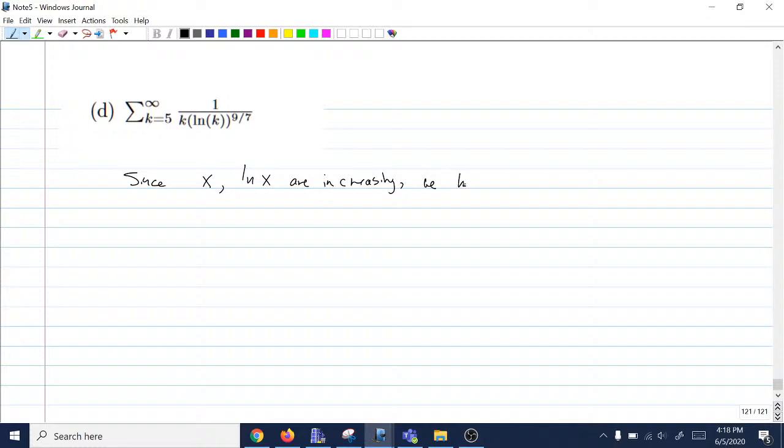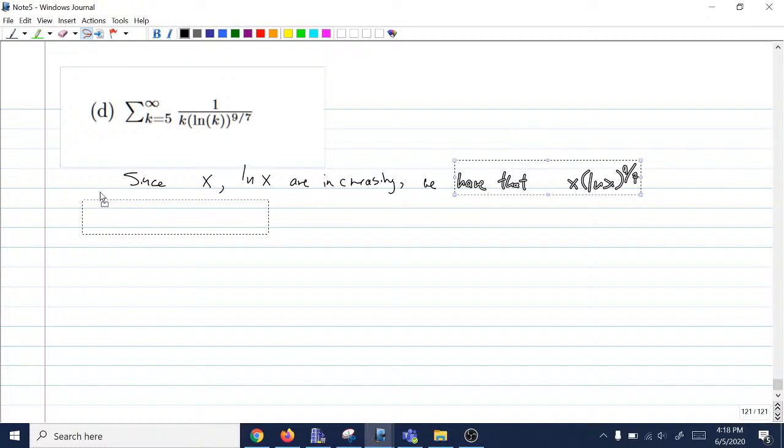We have that x log x to the 9/7 is increasing. I'm multiplying, I can raise an increasing thing to the 9/7 and it's still increasing. I can multiply two increasing things and be increasing. That only works for things that are positive. Log x is not always positive, it's eventually positive.